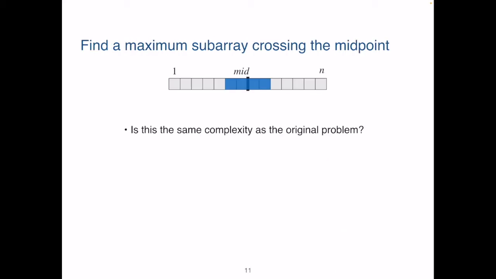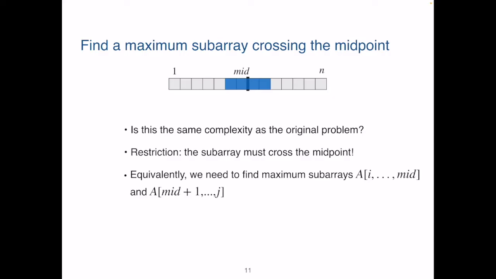So in the combine step, we need to add one task that finds a maximum subarray crossing the midpoint. You may wonder, does this send us back to the original problem, finding a maximum subarray? Wouldn't this be the same complexity as the original problem? Then why bother with divide and conquer? In fact, if we think really carefully, this problem is not the same as the original one. There is a restriction now. The subarray must cross the midpoint.